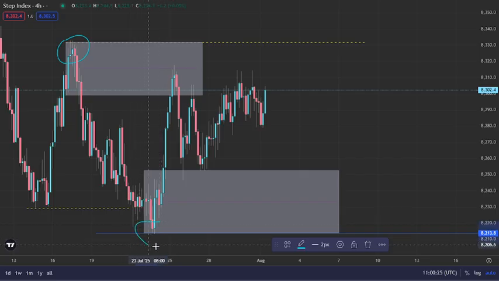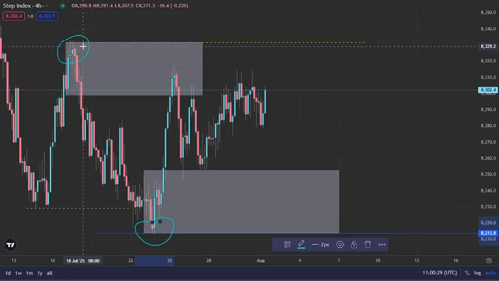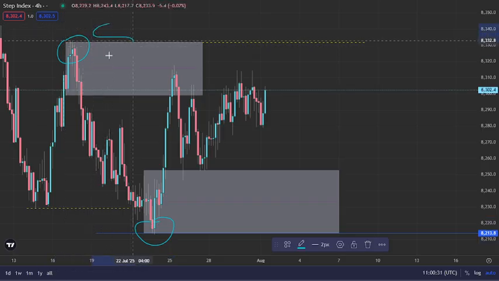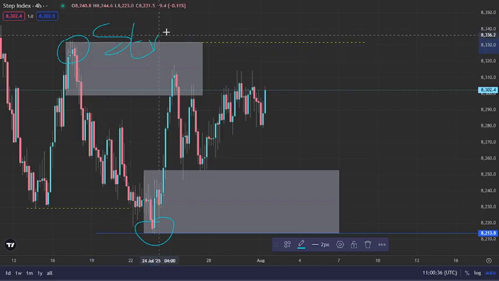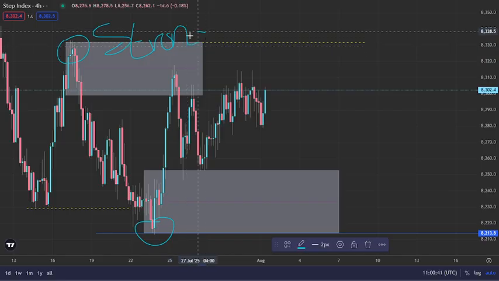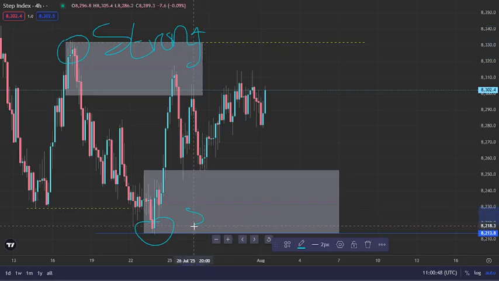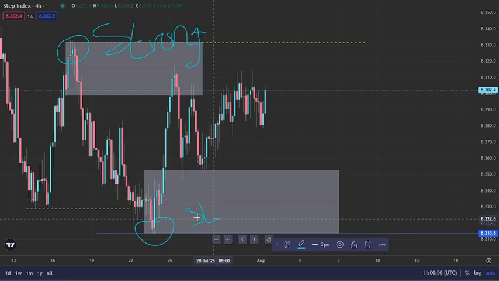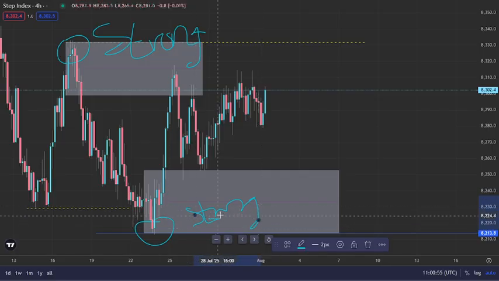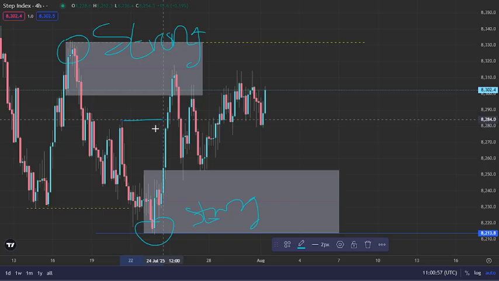From an internal structure perspective, here's a strong structure. From a market structure perspective, we have a strong structure here. So here's a strong swing high. Here's a strong swing, strong internal. So here's the internal structure.